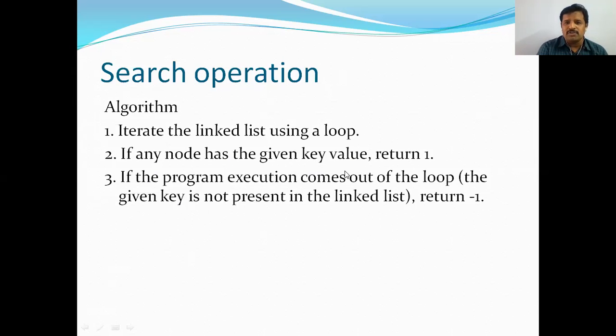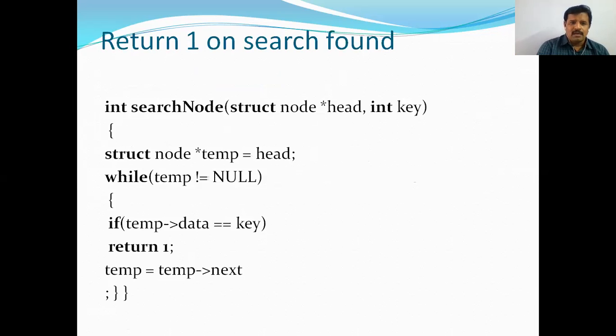If the program execution comes out of the loop and the given key is not present in the list, then return -1. The -1 is nothing but the searching element is not found in the list. If it returns the value 1, that means the searching element is found in the given list at so and so location. Right? This is the procedure.